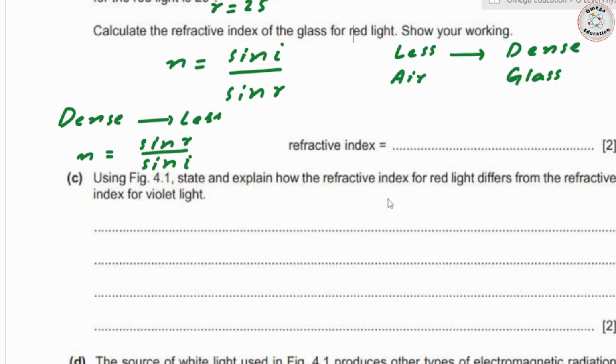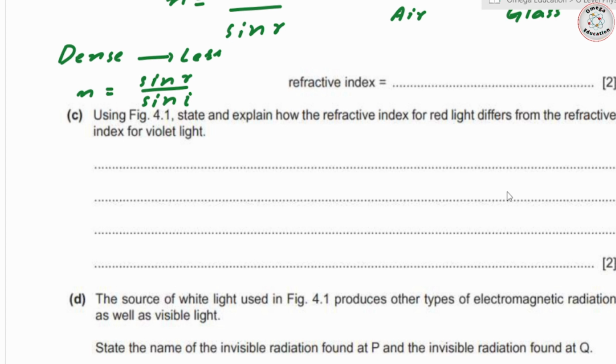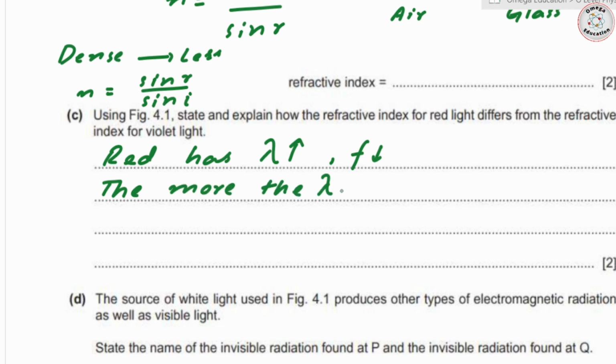State and explain how the refractive index for the red light differs from the refractive index for the violet light. So red light has a higher wavelength and less frequency. The more the wavelength, the less the bending. Blue or violet light has a low wavelength and higher frequency, and the higher the frequency, the higher the bending.